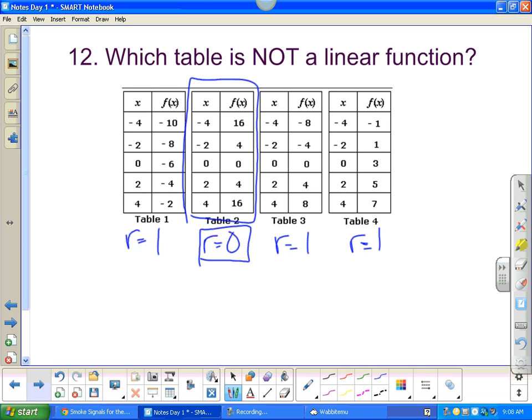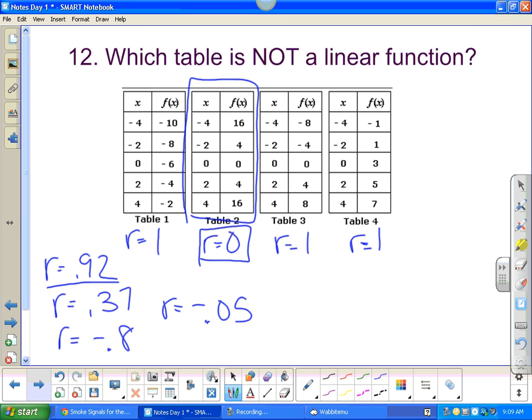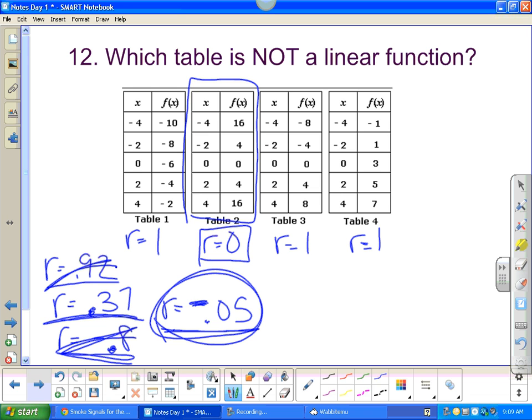If I had R's, let's say I had an R that was like a 0.92, an R that was a 0.37, an R that was a -0.8, and an R that's a -0.05. And I wanted to know which one is not a linear function. I want the R that's closest to 0. That's super strong, so he's out. This one is super strong because it's a -0.8, so he's out. Now he's very weak because he's close to 0, but so is he. Again, we don't care that he's negative. So which one is closest to 0? And that's this one, so he would be not a linear function.